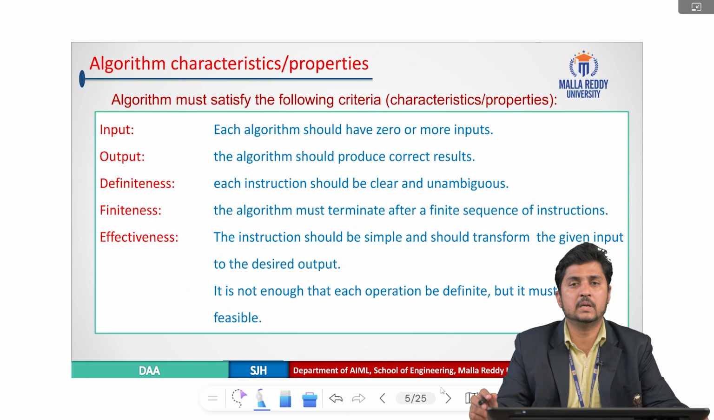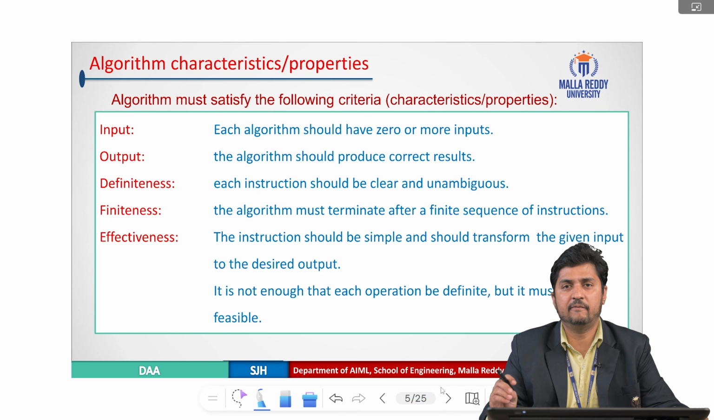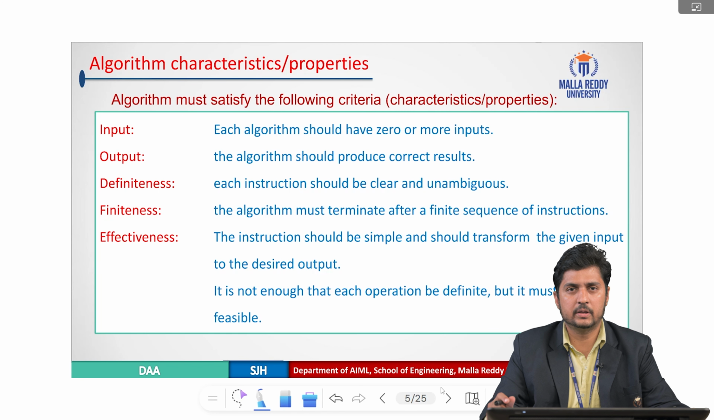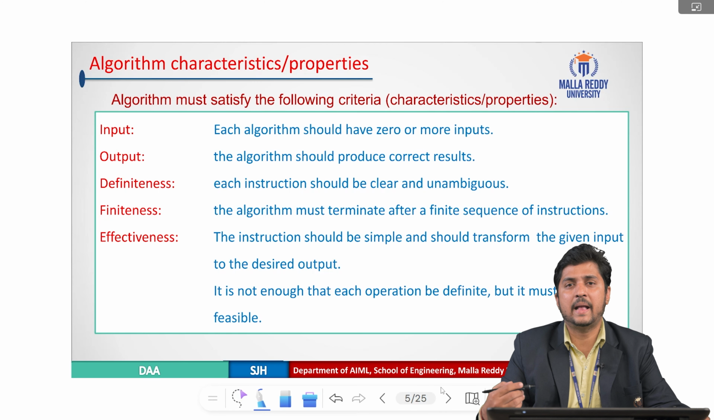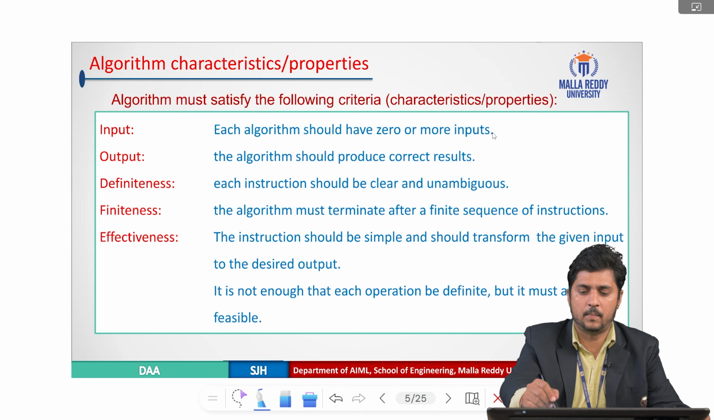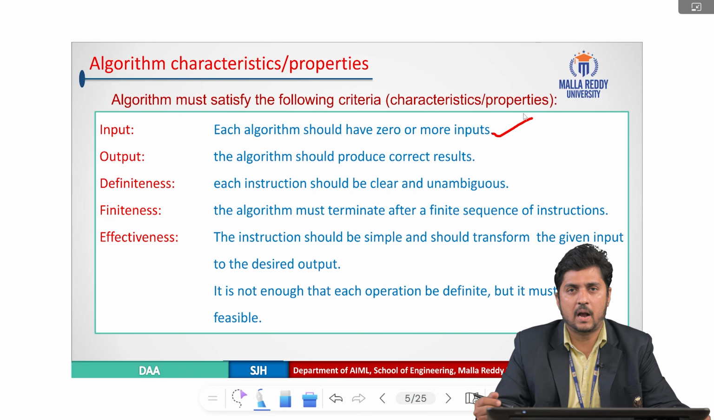And moving towards the basic characteristics or properties of an algorithm, there are basically 5 fundamental characteristics or properties of any algorithm, which include input, output, finiteness, definiteness, and effectiveness. Where input is all about every algorithm should be able to accept 0 or 1 or more inputs. So that is the first property or characteristic of an algorithm.